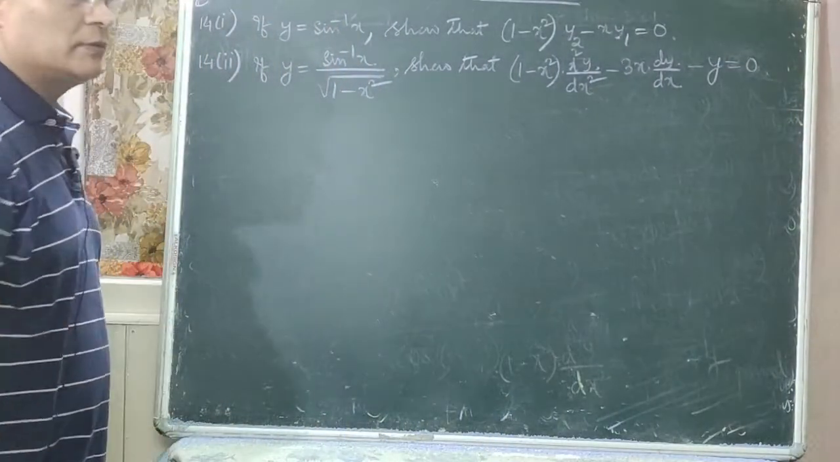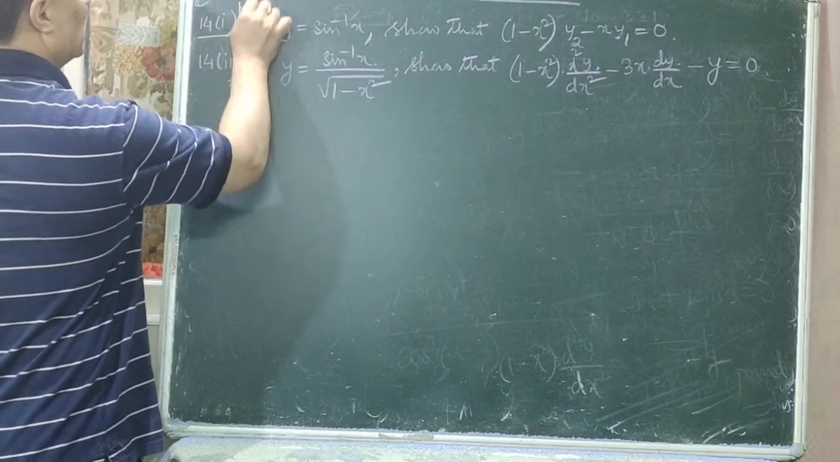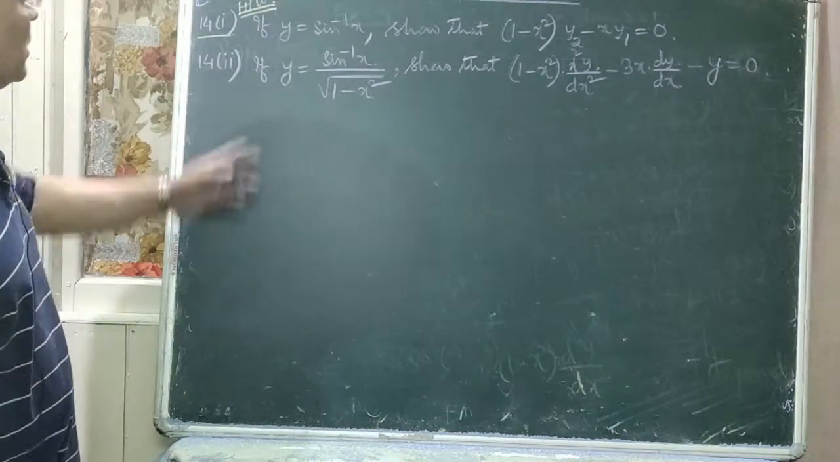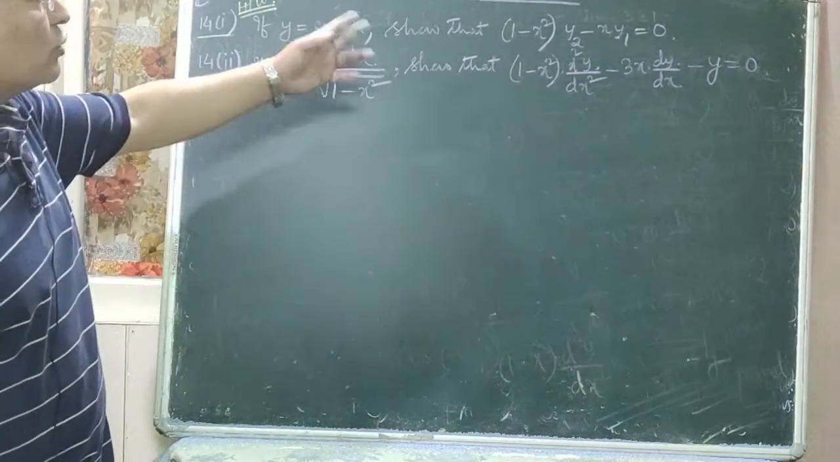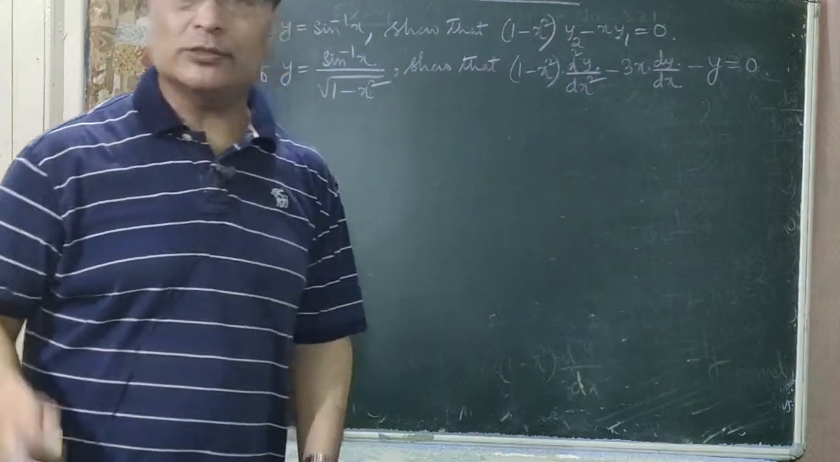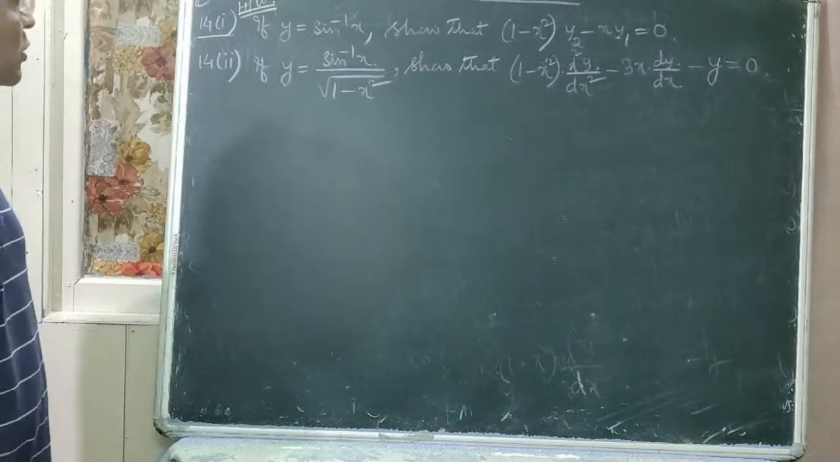So now this question number 14 number 1 is your homework. So you can do it at home. 14 number 1 is your homework. If y is equal to sin inverse x, then you have to prove that 1 minus x square into y2 minus x y1 is equal to 0. That is your homework. Okay. So now let's do here 14 number 2.